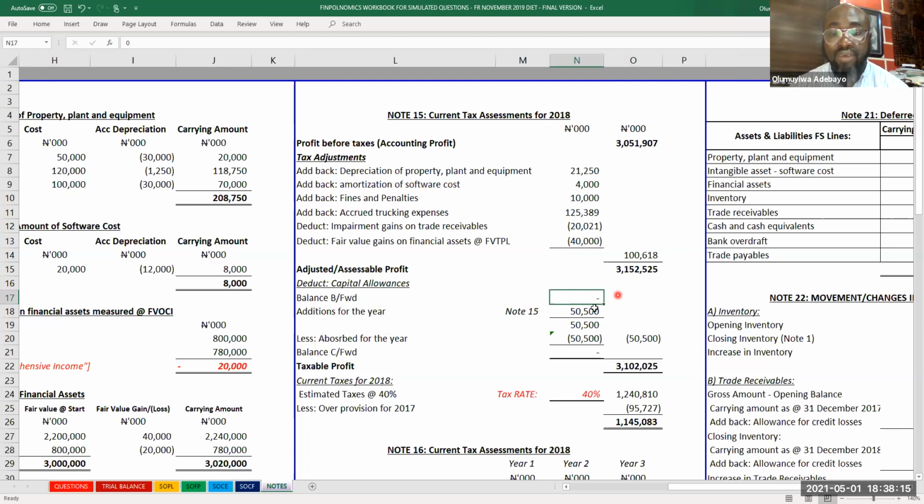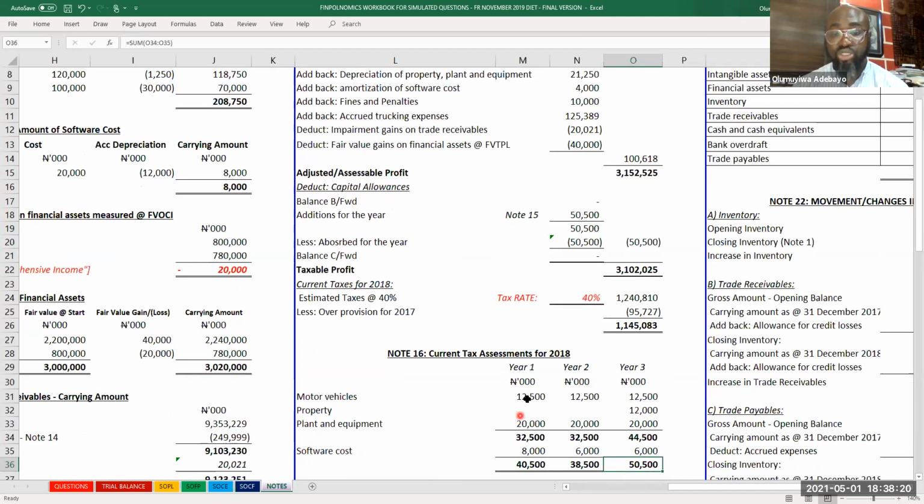But if you remember, our additions to our capital allowance is note 15, which we determined earlier. This amount, based on our computation relating to this year, is 2018. This is the year that is relevant to us. Let me highlight it. This is a relevant year, which is 2018, our third year in operation. And the sum of what came from here is what formed this. And when you add this to zero, it gave us 50.5 million, which is available to be absorbed in full because we have sufficient profit to absorb it. And that is how we arrive at taxable profit.